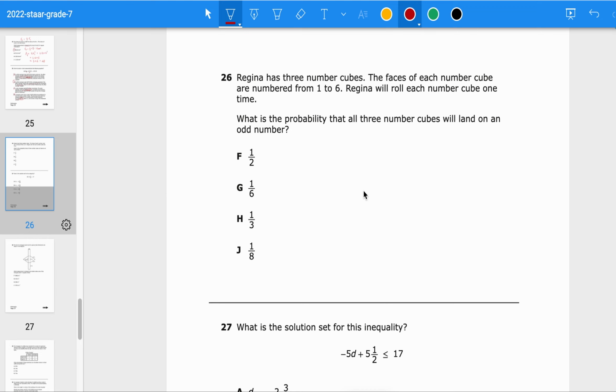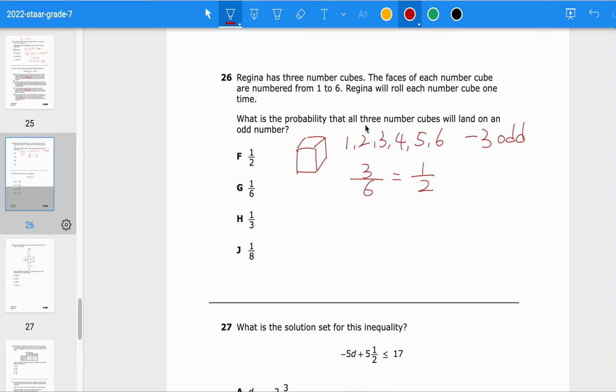Number 26. 3 number cubes, and each of them is from 1 to 6. What is the probability that all 3 number cubes will land on an odd number? So let's say for 1 cube with 6 numbers, we have 6 equal opportunities, right? And among 1, 2, 3, 4, 5, 6, there are 3 odd numbers, which means the probability of getting odd is 3 out of 6, that is 1/2, right?